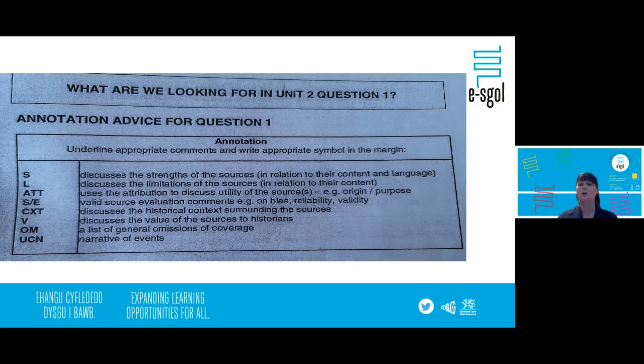CXT, you're discussing the context surrounding the sources, which again, you need to do. V, you're looking at the value of the sources to the historian. OM, you're giving perhaps omissions of what's been missed out. UCN is you're giving a narrative of events. So you don't want to give too much of that because you want to stick to the question and look at the value of that source.